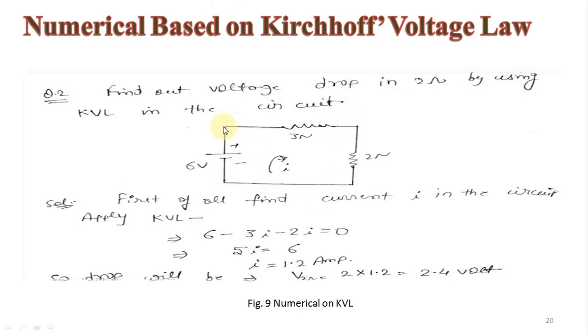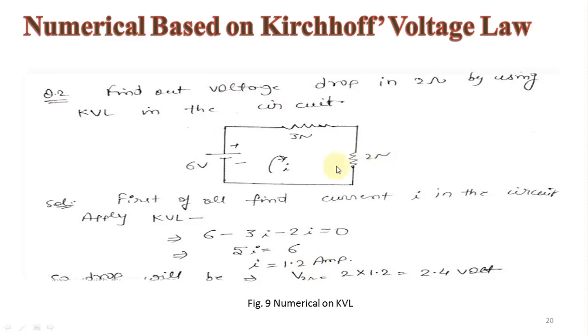By applying Kirchhoff's voltage law, taking the assumption that the current flows from the negative side of a battery to the positive side of a battery, the sign convention is positive 6, and the drop across this resistor is minus 3I because the current is the same, and the drop across this resistor is minus 2I, and that is equal to 0. Okay, so by solving this equation we get 5I is equal to 6, and the value of the current is I is equal to 1.2 ampere.